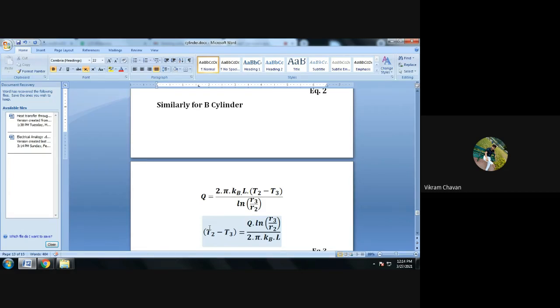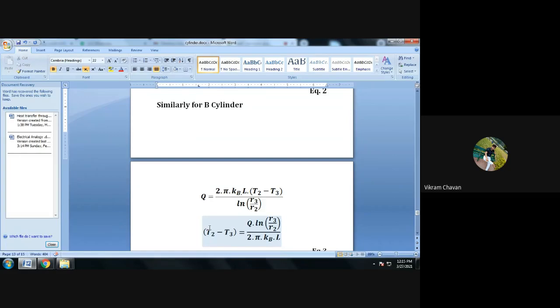Whole divided by ln of R3 divided by R1. That will be the conduction heat transfer equation for cylinder B.